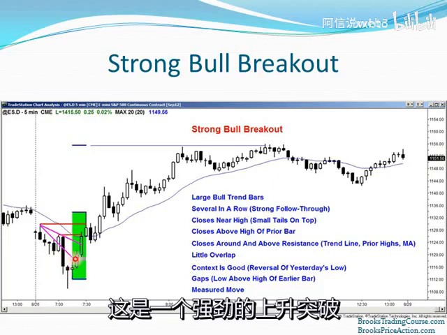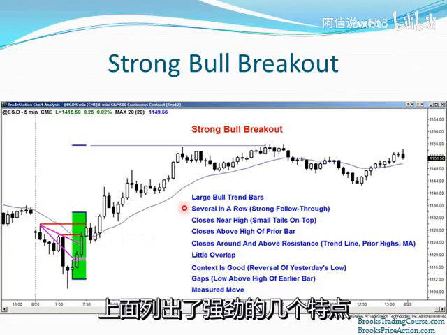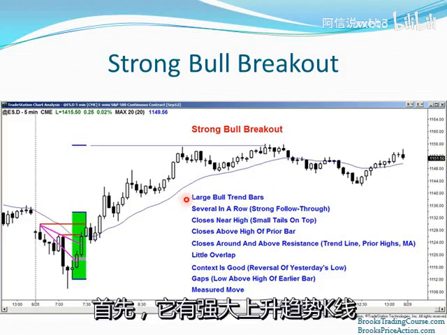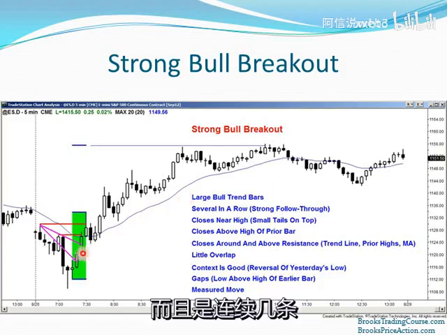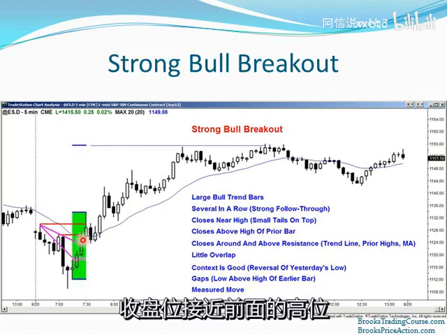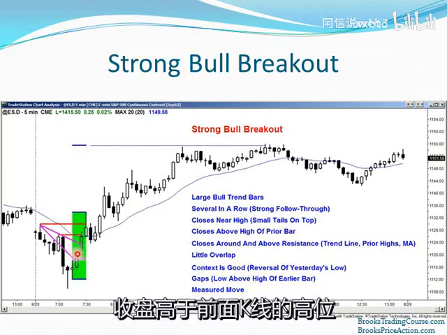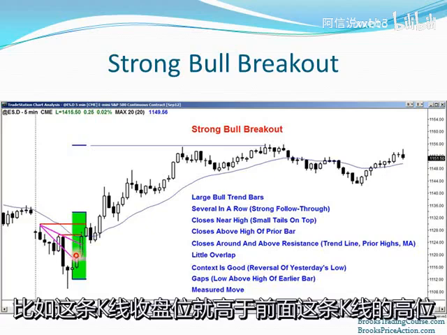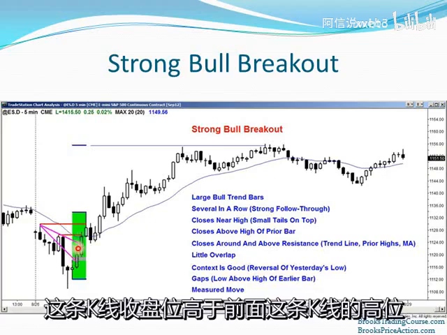Here's an example of a strong bull breakout, and here are some of the characteristics that make you conclude that it's strong. First of all, you have large bull trend bars, and you have several in a row. They're closing near the high. They're closing above the high of the prior bar. For example, this bar closed above the high of this bar. This bar closed above the high of that bar.